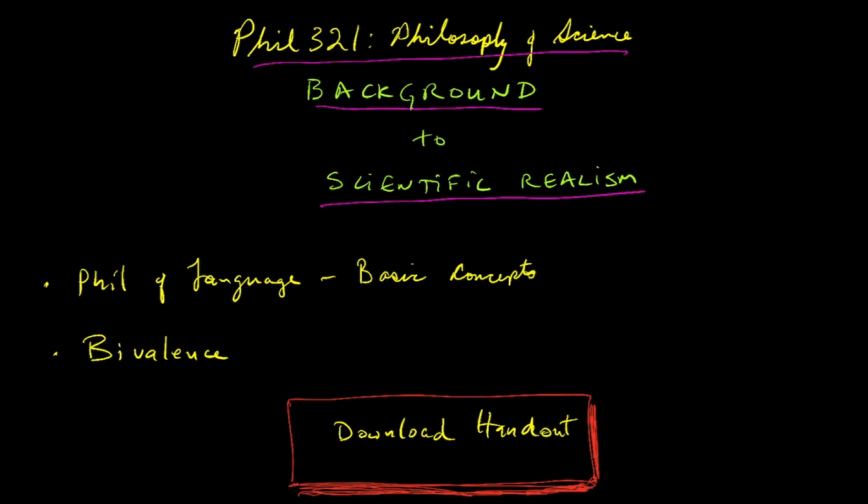This video will cover some background to scientific realism. We basically just need two things: some basic concepts from philosophy of language, and a little bit of a discussion about the principle of bivalence and how philosophers have thought about it. There is a handout that goes along with this video, so if you want to take a moment to hit pause and download that handout so you can follow along, that's great.